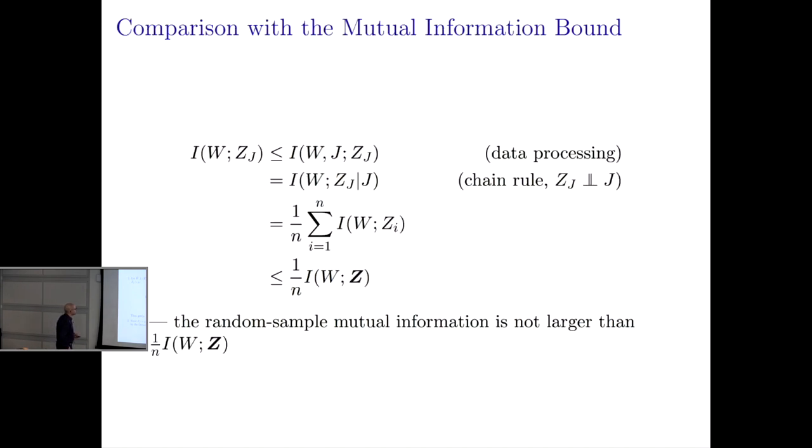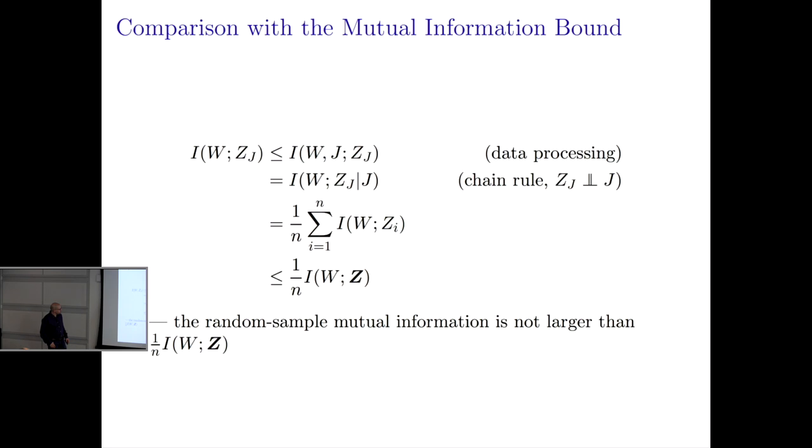But I can show you why it's tighter than the original mutual information bound. That's actually very simple. Let's look at the mutual information between W and ZJ. Once again, ZJ and J are independent. So by data processing, I can first insert J here. And now by the chain rule and the fact that ZJ and J are independent, this is the conditional mutual information between W and ZJ given J. But that actually writes down in this nice way. And we already showed that this average of mutual informations is less than the mutual information divided by N. So yes, the random sample mutual information bound is tighter than the overall mutual information bound. Not clear how it compares, because the Bu-Zou-Varshney bound has a square root here, so it may be larger or smaller depending on how small your mutual information is. If the mutual information is larger than one, then the square root is going to be smaller, et cetera.